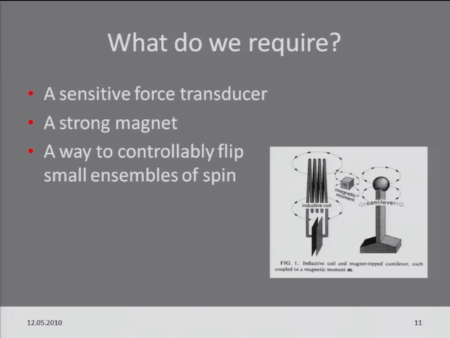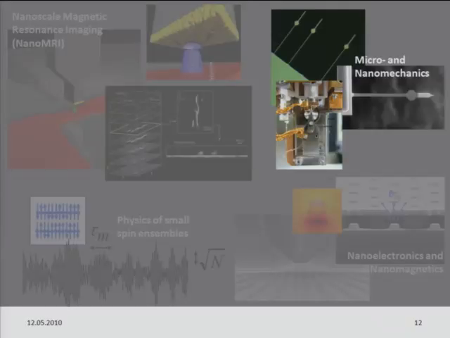Okay, so if we're going to push this kind of mechanically detected technique to detecting very, very small numbers of spins, what do we require? Well, we're going to require an extremely sensitive force sensor, a very strong magnet. You can imagine the force between this magnetic moment and this magnet will go something like the gradient of the magnetic field. And then we'll need some way to controllably flip these magnetic moments so that we can detect the presence of the moments. So I'm going to go through and show you how we do all of these things and then put this together into some kind of an imaging technique.